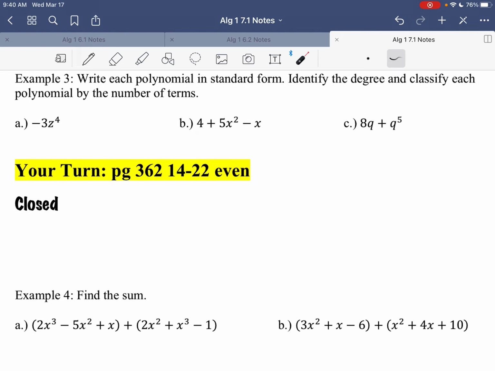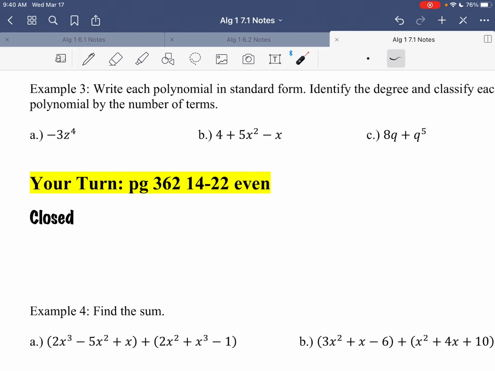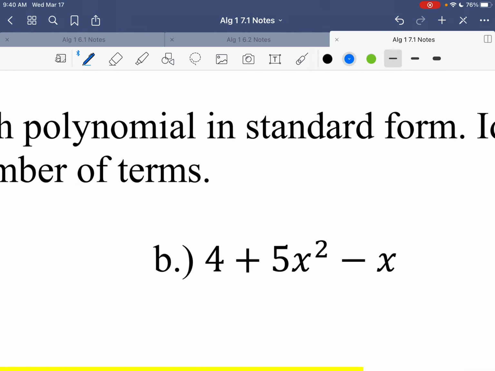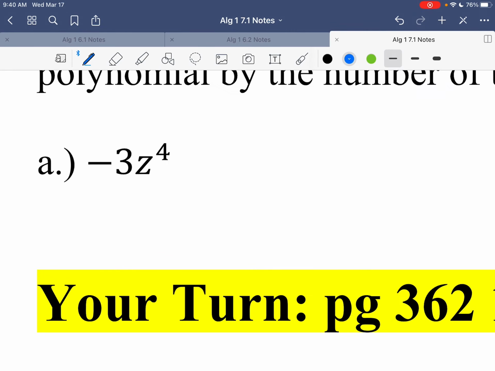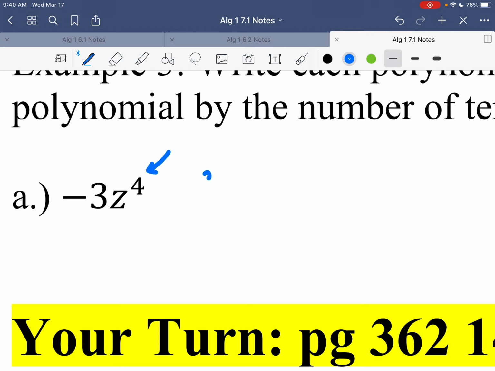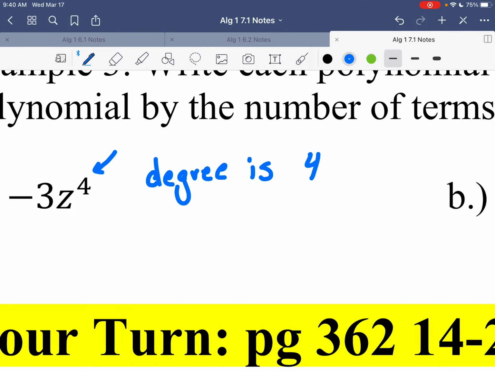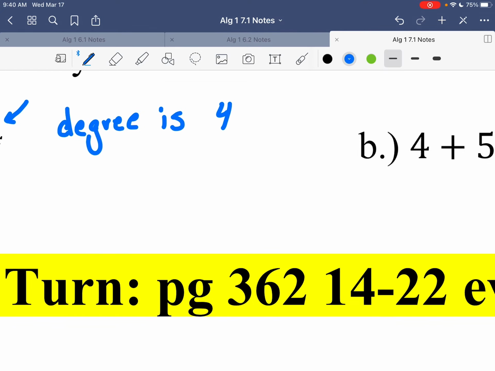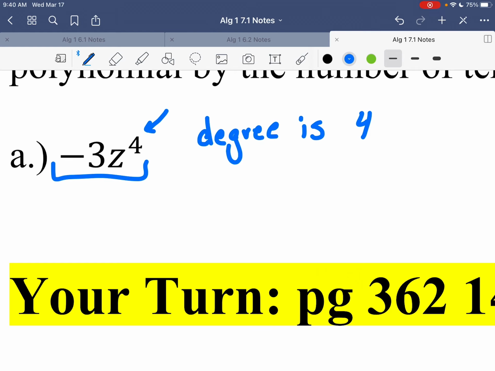So for these next ones, write each polynomial in standard form. Well, this first one is just a single term. Standard form, there, done. Not much else I have to do with it. It says to identify the degree. Since this only has 1 term, it would be the degree of this, so the degree is 4. Identify the degree and classify each polynomial by the number of terms. Well, how many terms does this have? This only has one term, so that would make it a monomial. Mono means one. We didn't talk about that at the beginning, I guess.